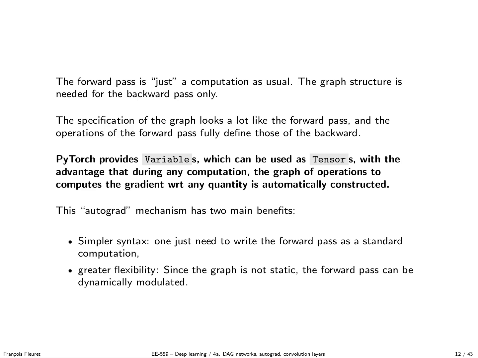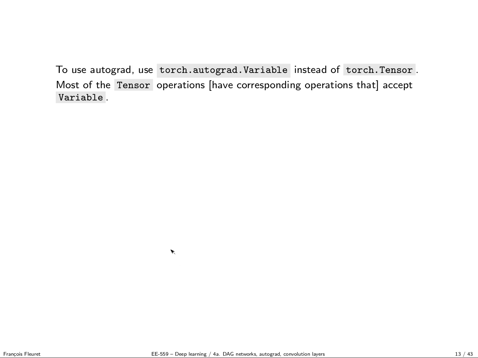You really do whatever you want in Python. PyTorch will record all the computations, and if at some point you say, now I need the derivative of this with respect to that, this will be possible. So now, in practice, to use AutoGrad, you just have to use torch.autograd.Variable instead of torch.Tensor.